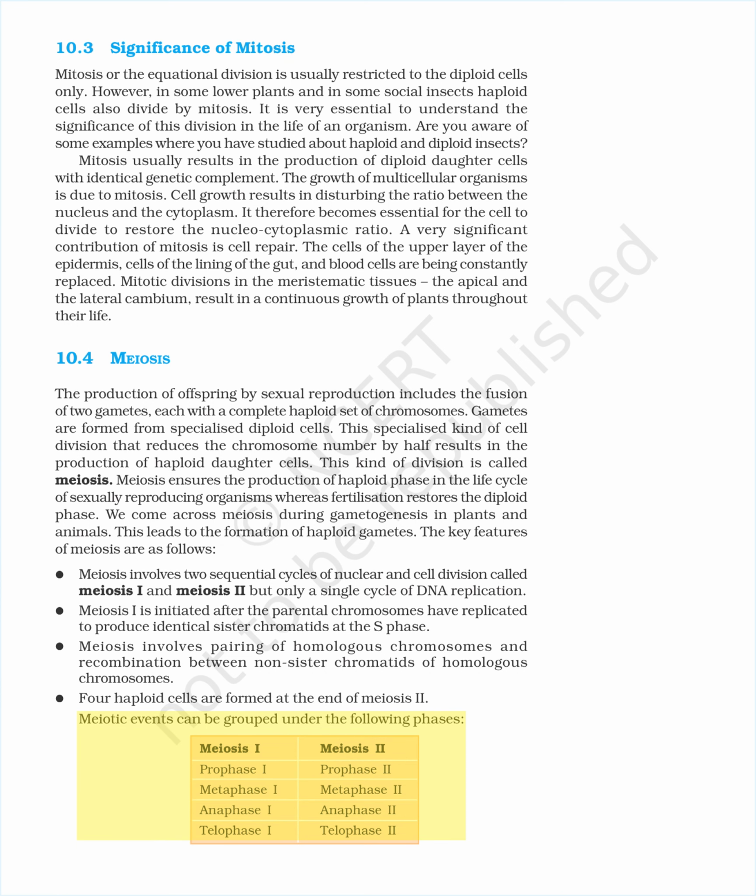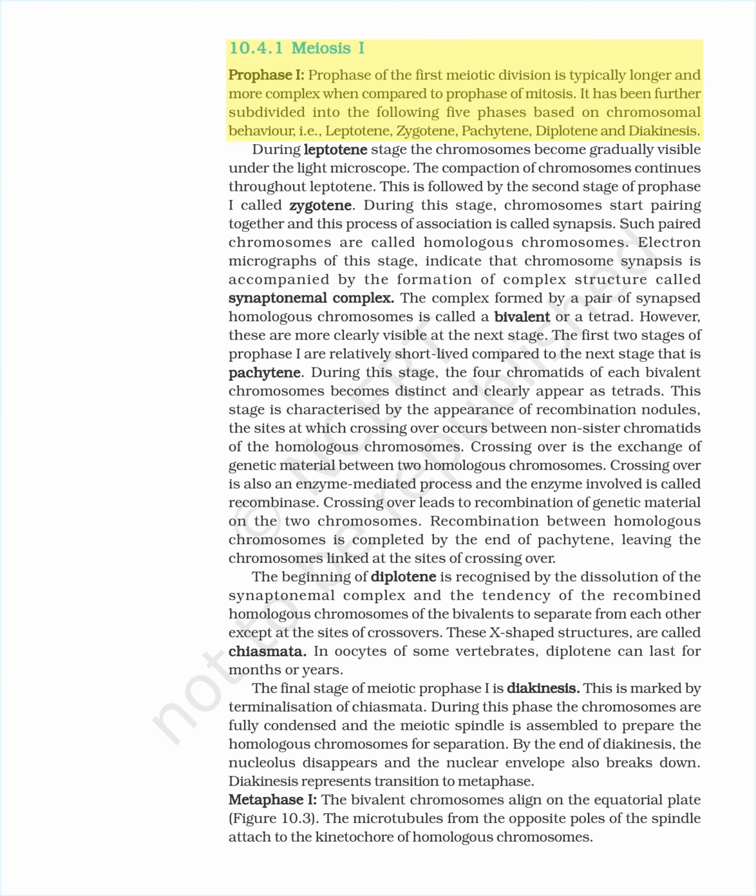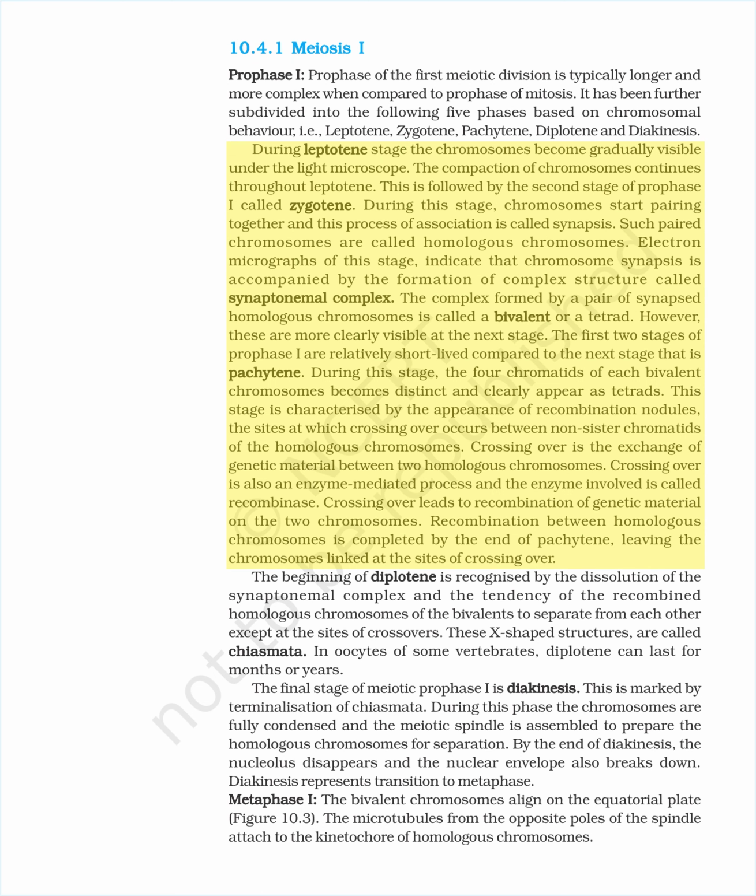Meiotic events can be grouped under the following phases: meiosis I, meiosis II, prophase I, prophase II, metaphase I, metaphase II, anaphase I, anaphase II, telophase I, telophase II. 10.4.1 Meiosis I, prophase I. Prophase of the first meiotic division is typically longer and more complex when compared to prophase of mitosis. It has been further subdivided into the following 5 phases based on chromosomal behavior, i.e., leptotene, zygotene, pachytene, diplotene, and diakinesis. During leptotene stage, the chromosomes become gradually visible under the light microscope.